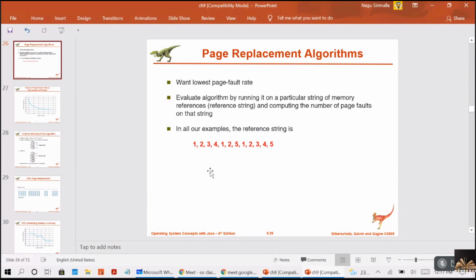So first the memory is empty, so when you are loading page 1, it is 1 page fault. You are loading 2, second page fault. Loading 3, third page fault. Now main memory is full. When you want to load 4, you have to swap out one of the pages.